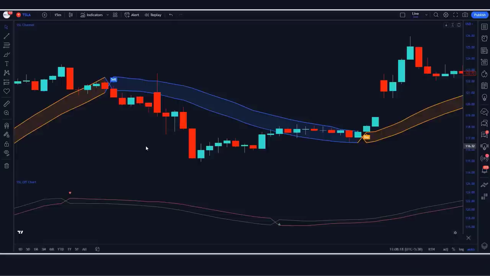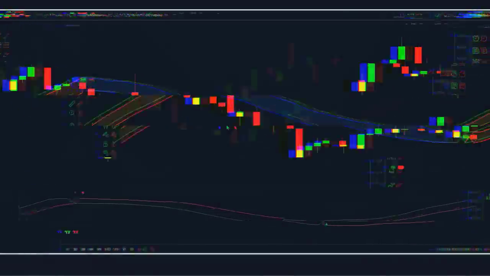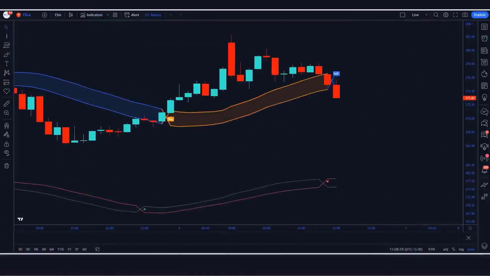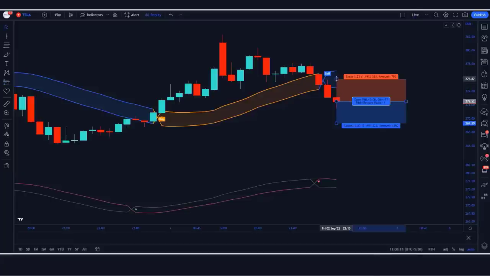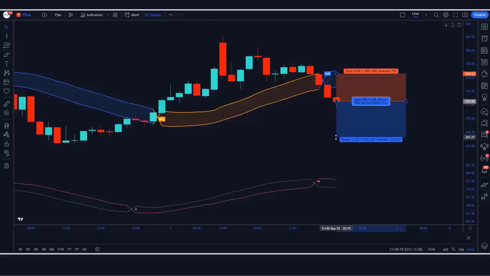Let's see how we use these trading setups. When the SSL channel indicator gives us a sell signal, we should have a candle after the signal candle for signal confirmation. The SSL off chart indicator should show a cross signal, and the market should form a bearish candle. If this condition is fulfilled, then we will place a sell order. Our stop loss is to be placed at the high of the previous candle of the signal candle. And the risk to reward ratio will be 1:1.5.